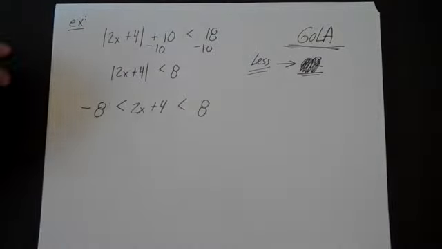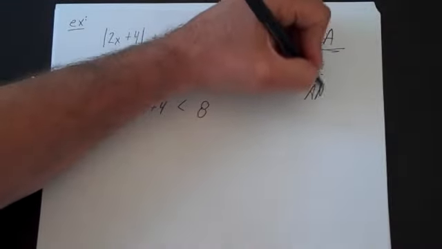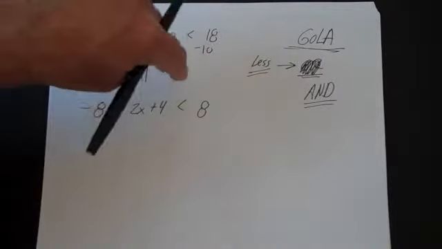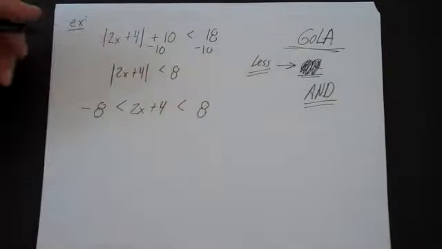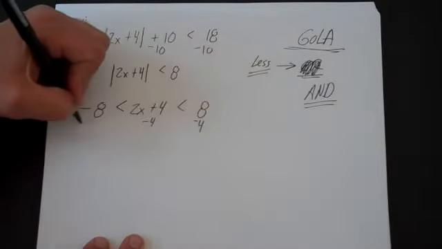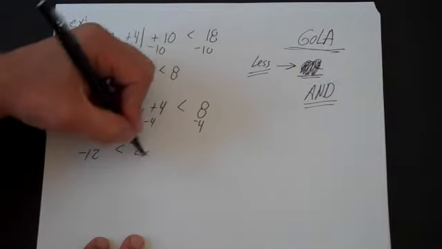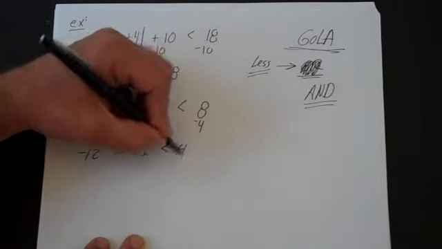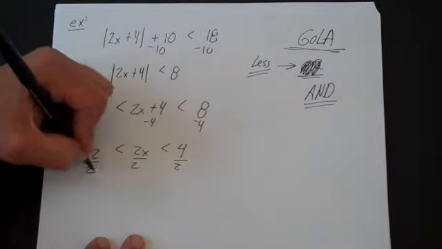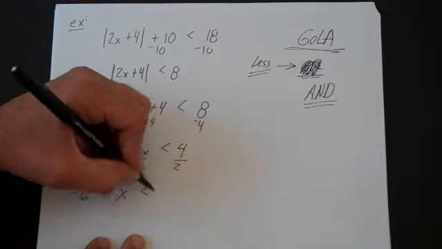So we changed the less than problem into an AND problem. Or I like to think of this as a between problem. This has to be between a negative 8 and a positive 8. And then you simply solve for x. So you subtract 4 and subtract 4 and subtract 4. Minus 12 less than 2x less than 4. Divide by 2 and divide by 2 and divide by 2. Minus 6 less than x less than 2.